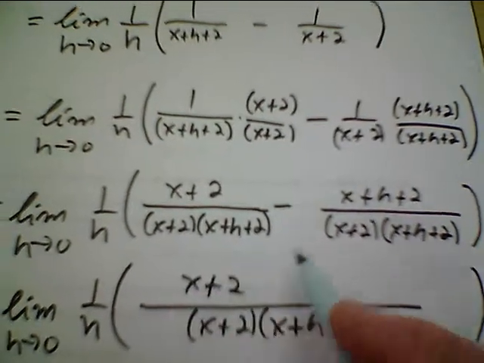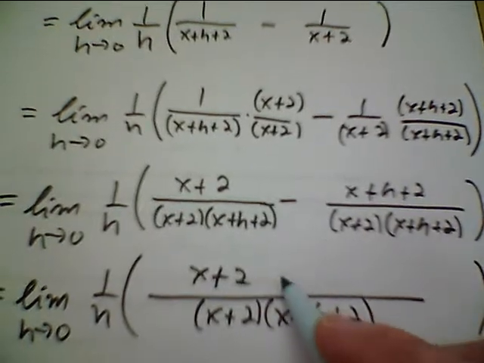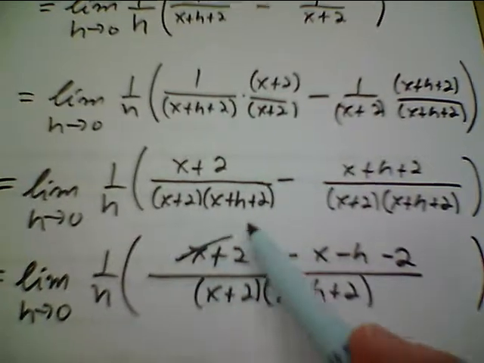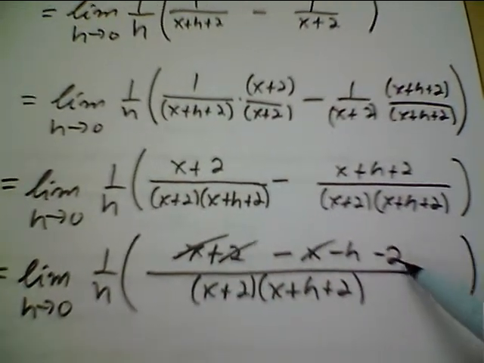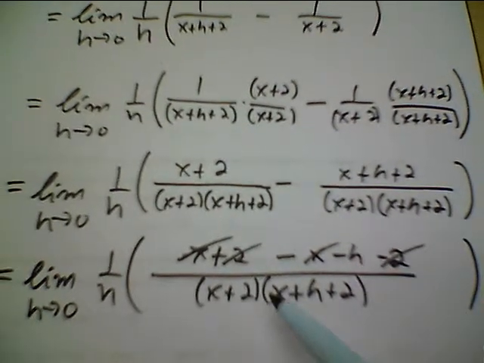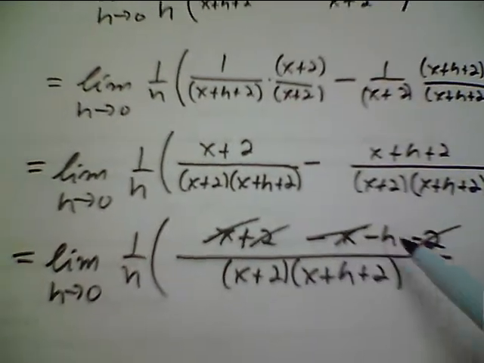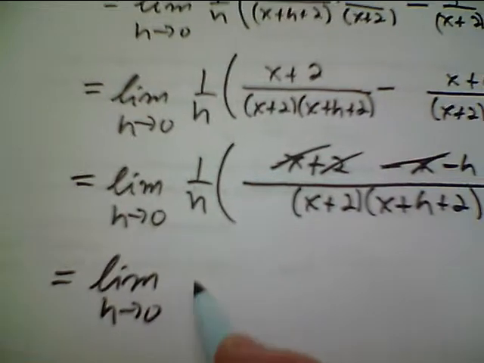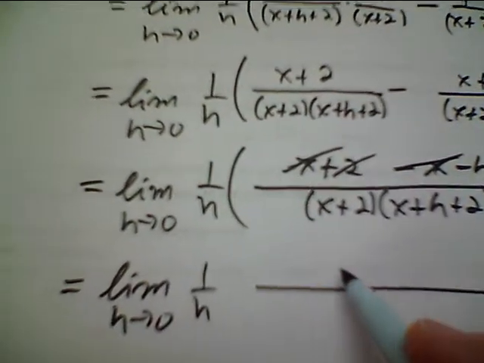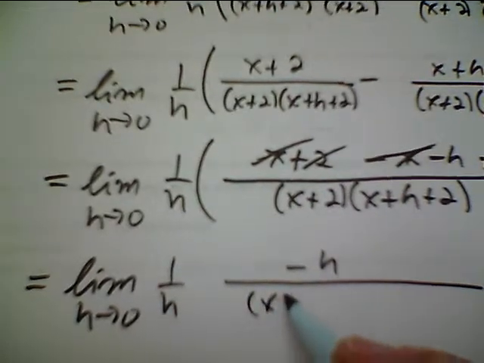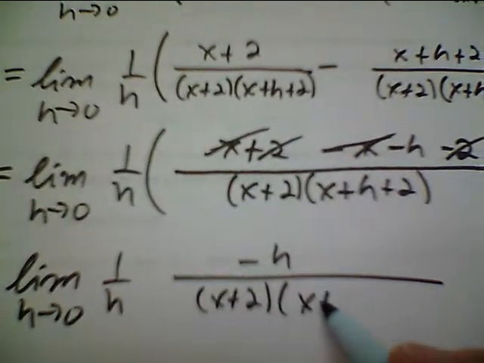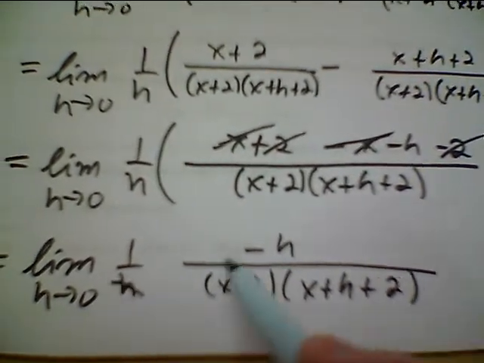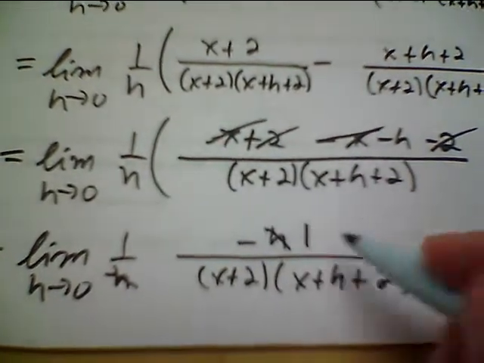And then I have an x plus 2. Now this minus sign is going to get distributed amongst all these terms. Minus x, minus h, minus 2. Then you look, oh, the x's cancel, and the 2's cancel. So that leaves me with that minus h on the top, over h, x plus 2, x plus h plus 2, and okay, the h's cancel. Now the h goes into h one time, so I have a minus 1 on the top.